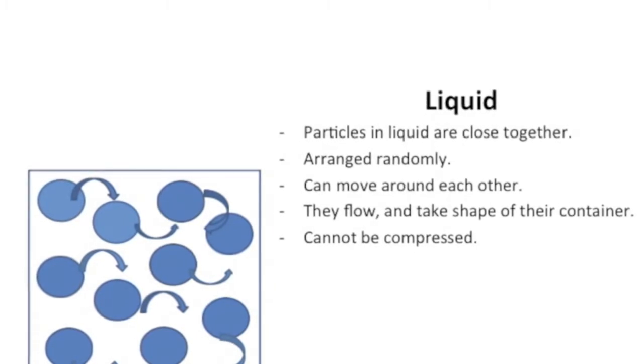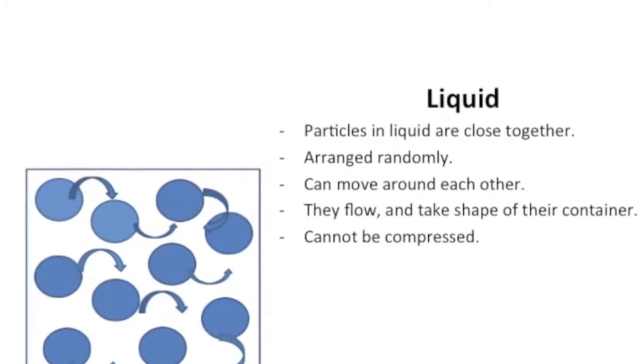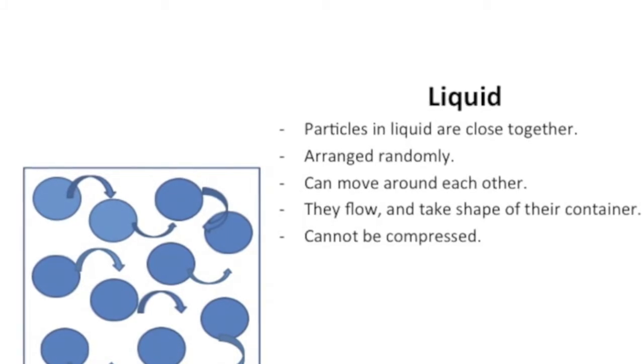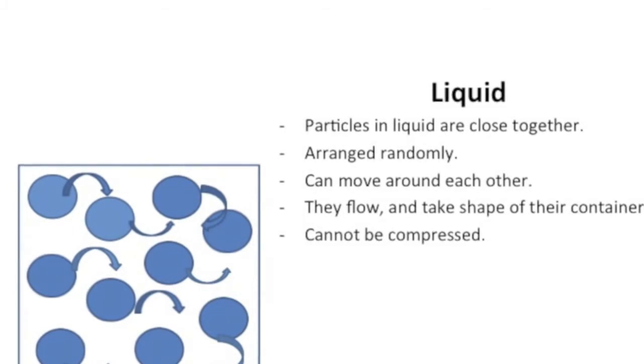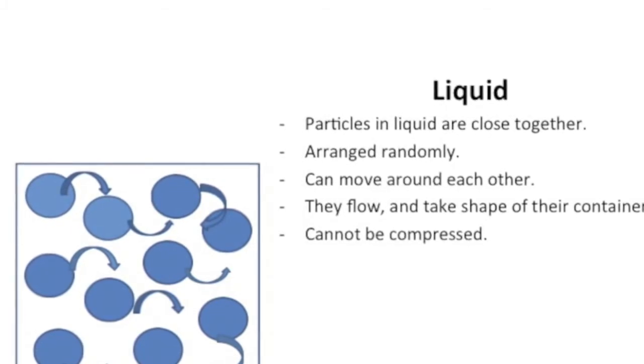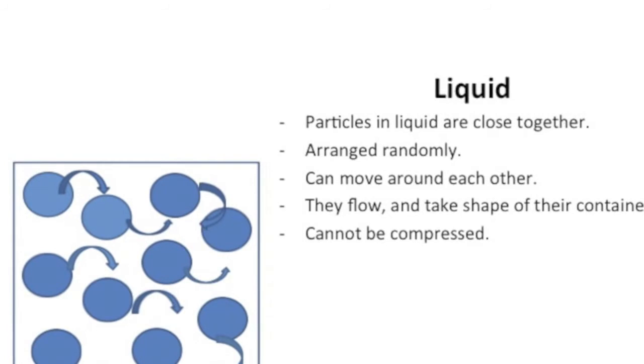So our ice cube is now melted into a liquid, and as you can see, the particles are arranged randomly rather than a regular pattern. This allows for more movement between the particles, which then allows the flow of the liquid.